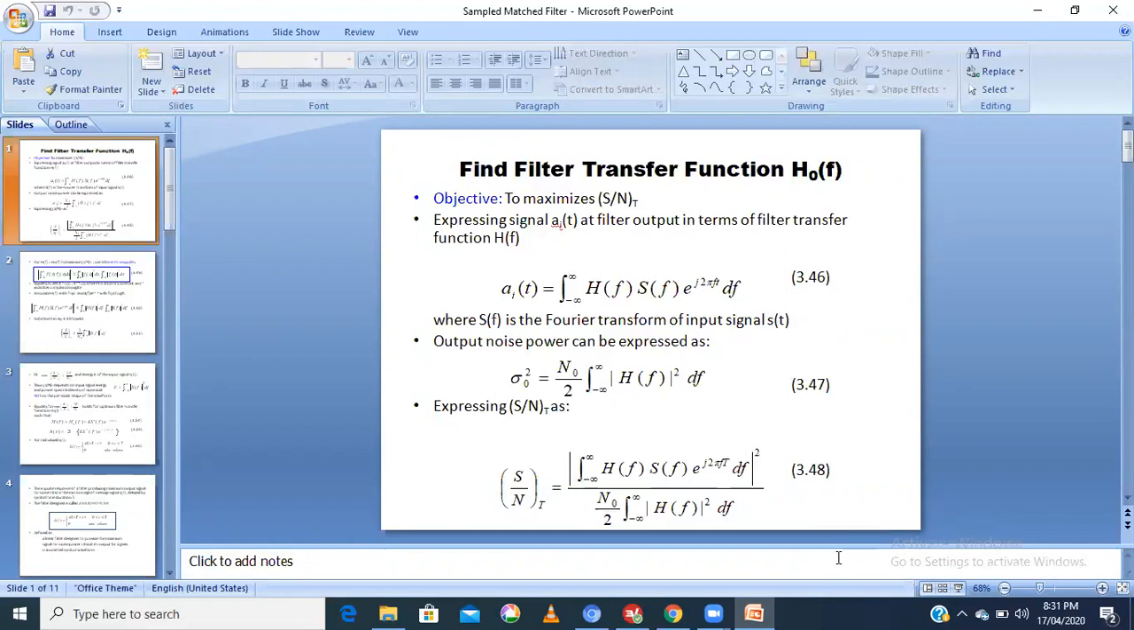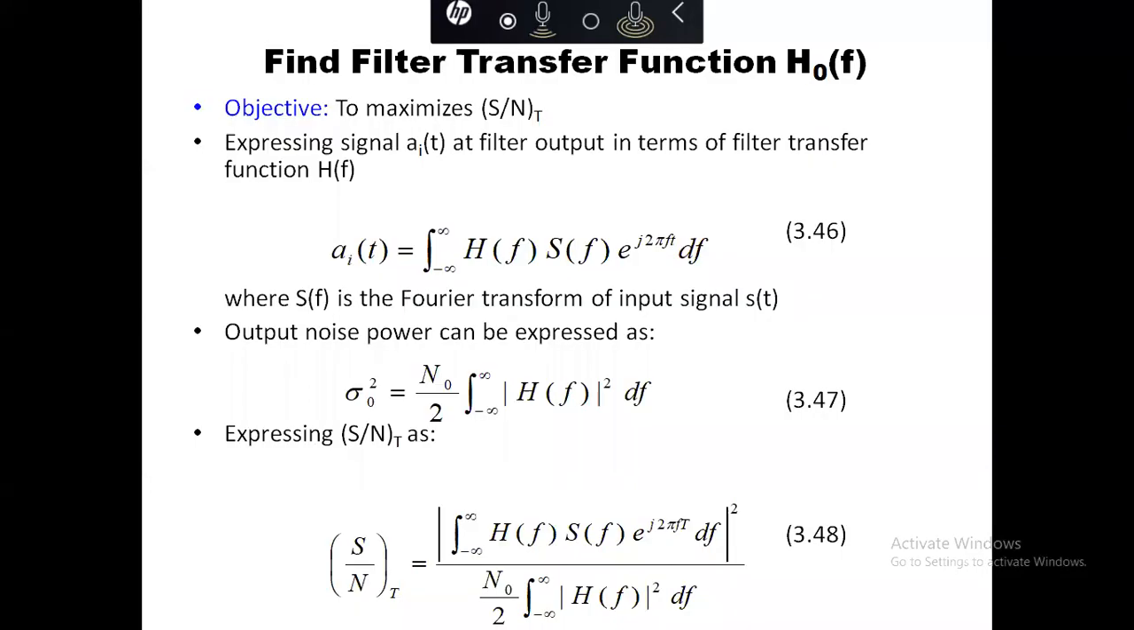So for this, we use the matched filter. In today's lecture, we see how we can define the response of the matched filter and the mathematical expression for it.